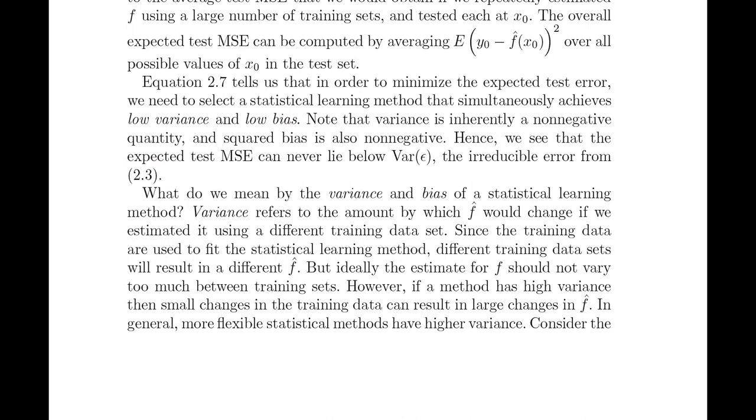F hat is the model, but ideally the estimate for f should not vary too much between training data sets, right? That's what we would want. If you've surveyed, I don't know, 1,000 people, surveying a different group of 1,000 people isn't going to give you a significantly different model. However, if a method has high variance, then small changes in the training data can result in large changes in f hat.